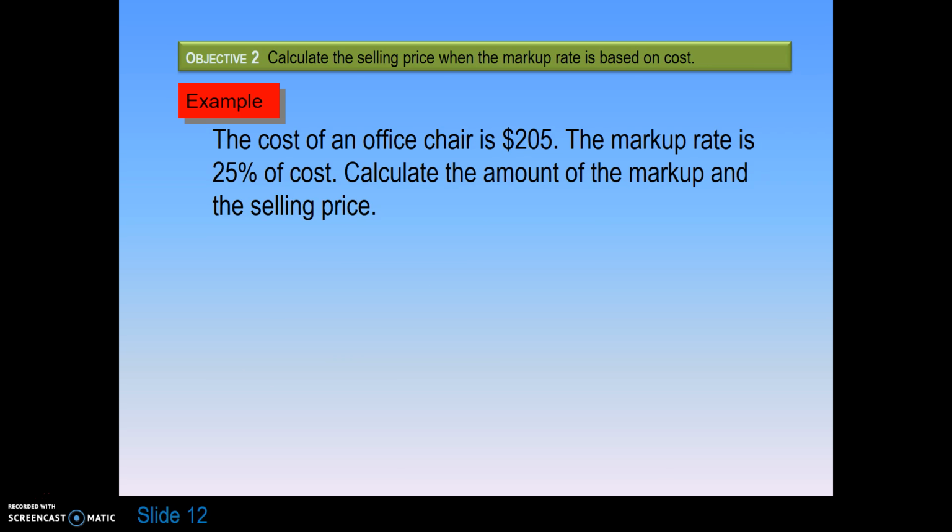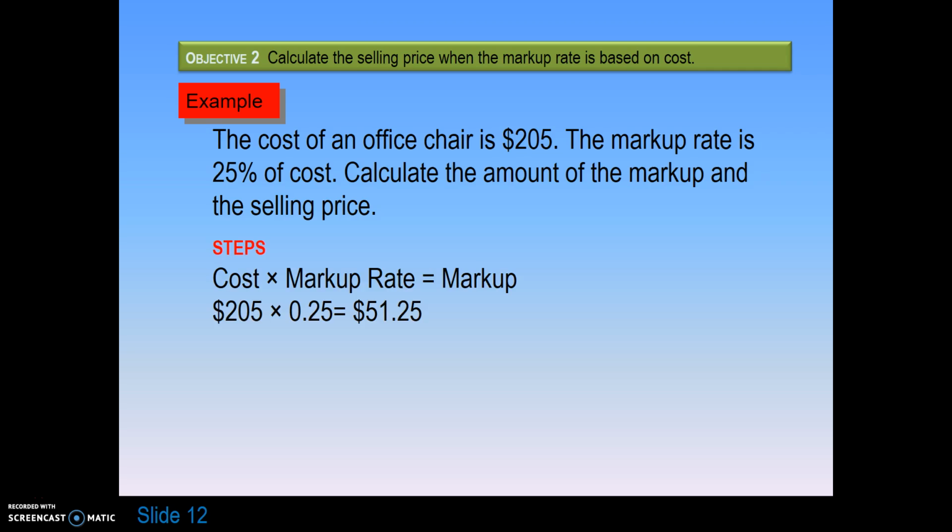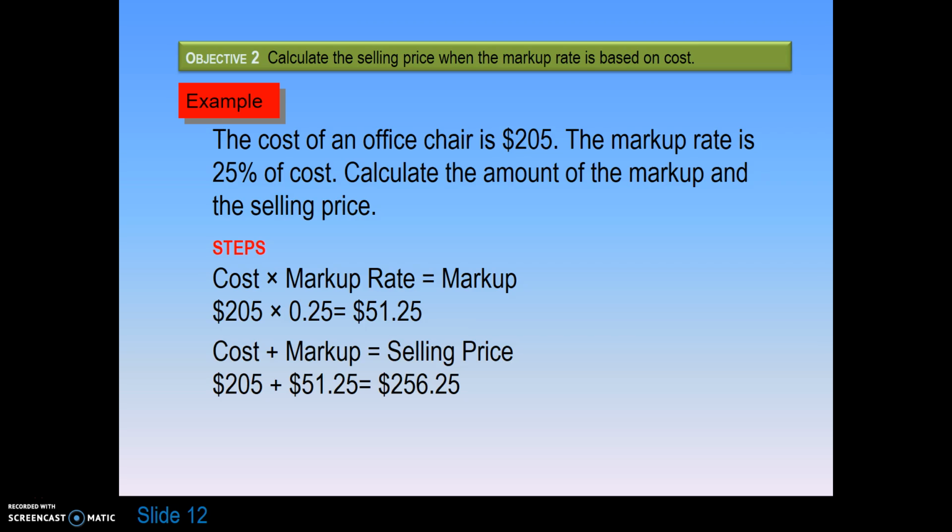Objective 2, we're going to calculate the selling price when the markup rate is based on cost. So the cost of an office chair is $205. The markup rate is 25% of cost. So you're going to calculate the amount of markup and the selling price. So take your cost times your markup rate, and that gives you a markup. Take your cost plus your markup, and that's your selling price. So in this case, our selling price is $256.25.